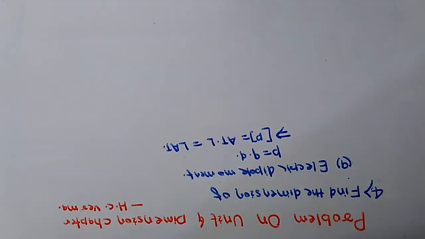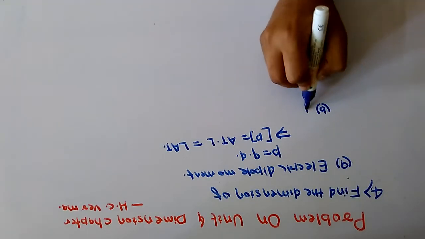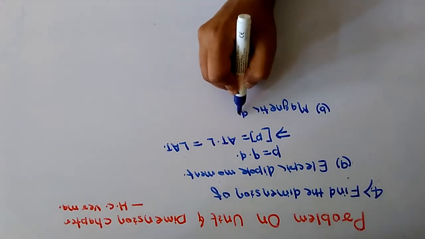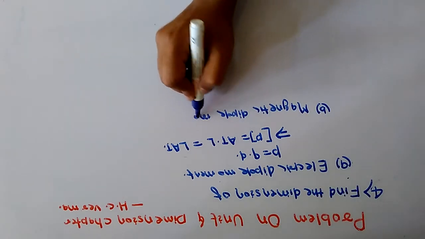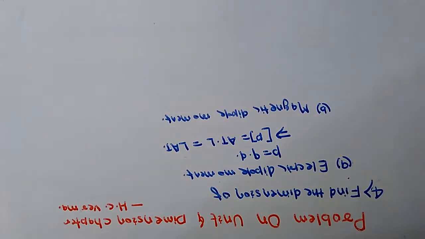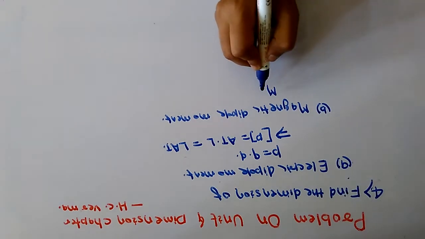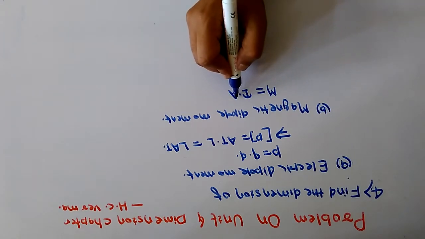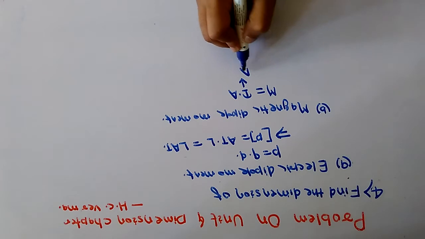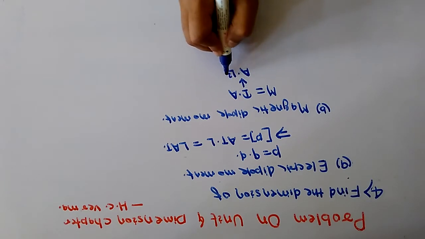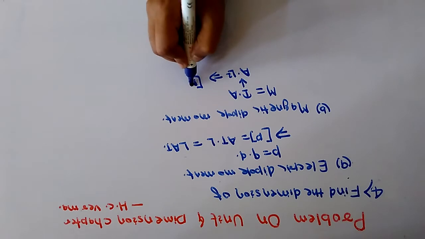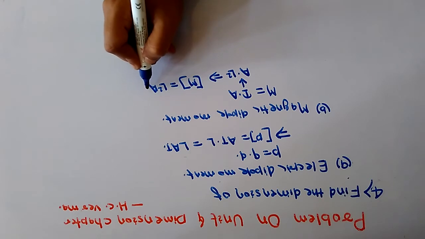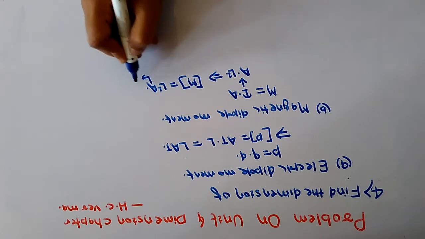Okay. Next question is the magnetic dipole moment. The formula of the magnetic dipole moment is I into A, where I is the electric current and A is the area. The dimension of I is ampere and that of area is L^2. So we can say the dimension of M, the magnetic dipole moment, is L^2 A, where A stands for ampere.